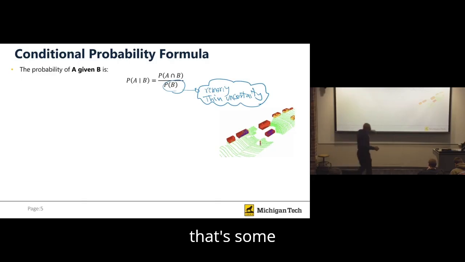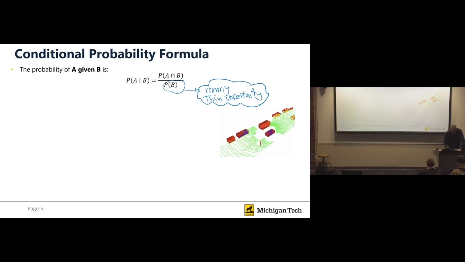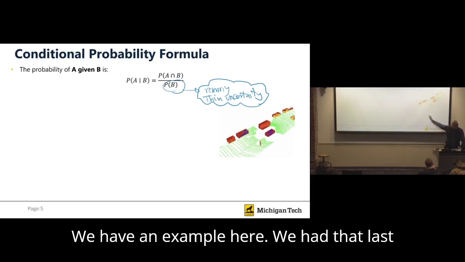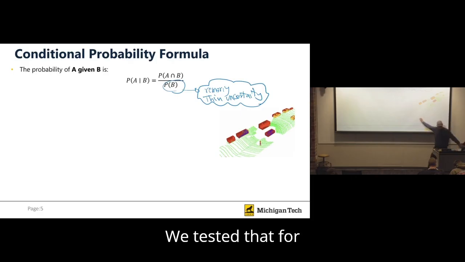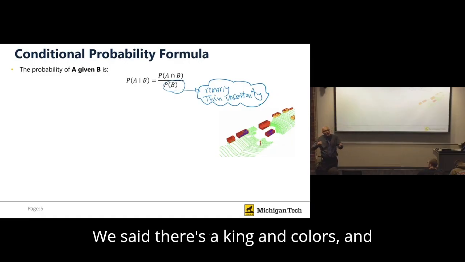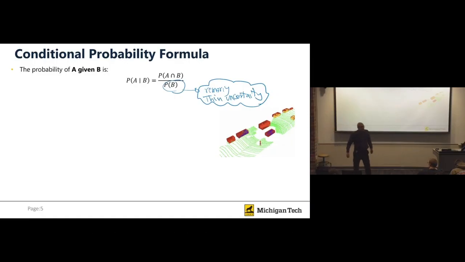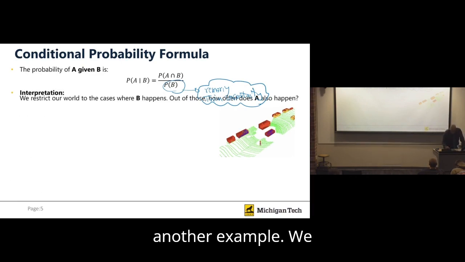OK, that's some intuition about this formula. But we have an example here. We had that last class. Remember? We tested that for that card exam questions. We said there's a king and colors, and we considered that. But here we have another example.